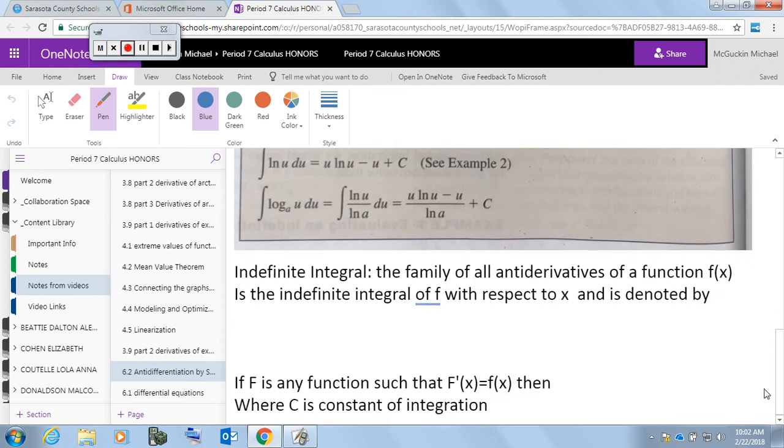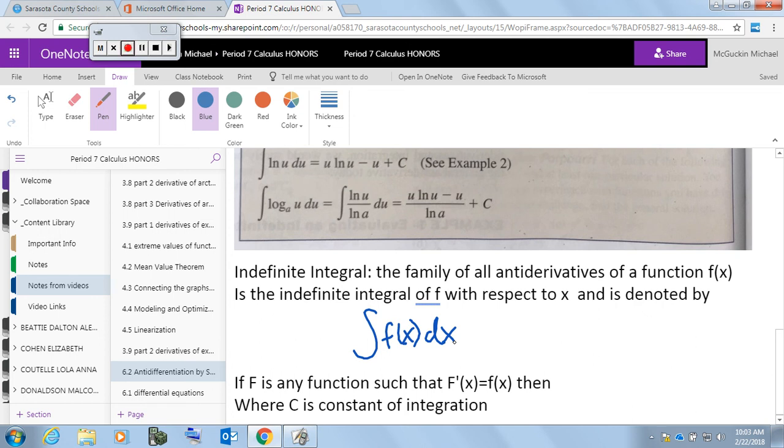What is the definition of an indefinite integral? The family of all antiderivatives of a function f of x is the indefinite integral of f, so the function f, with respect to x. We talked about that a lot, with respect to a certain independent variable, and it is denoted by the following. We've seen this before, this is not anything new: our integral sign of f of x dx. The only thing that we should be noticing here is that we do not have the upper and the lower limits. So this right here, ladies and gentlemen, is the indefinite integral. No upper, no lower limits.